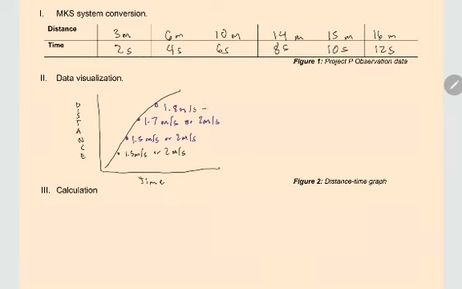Medyo nagiging ano na siya, straight line. So, ito magiging 2 meters per second. Tapos, 1.5 or 2 meters per second. And the last one is naging 1.3 meters per second or 1 meter per second siya. So, yan yung data visualization natin.